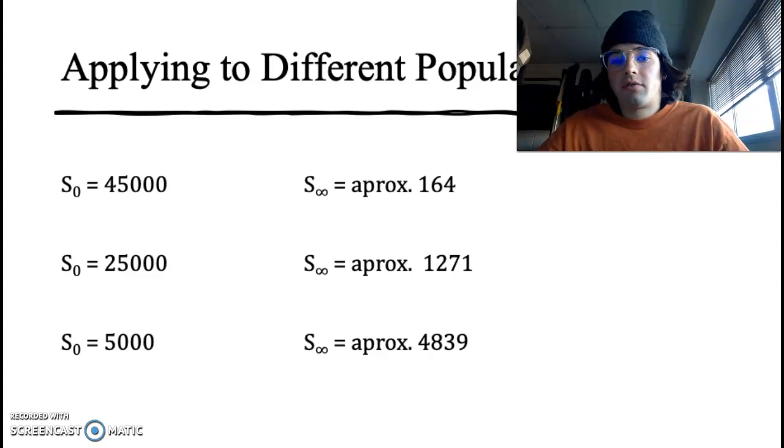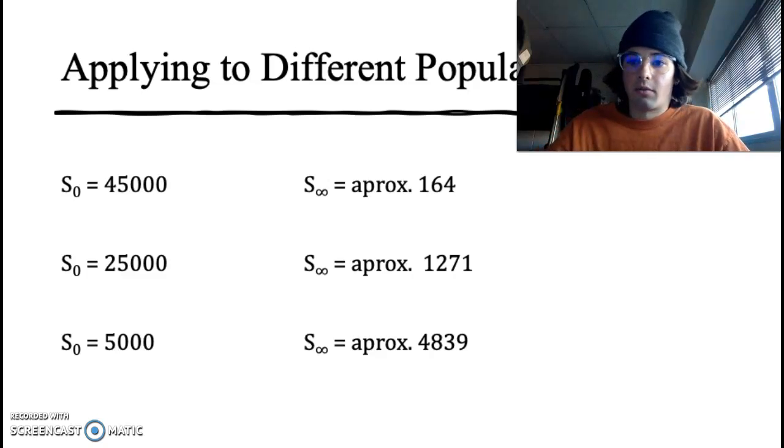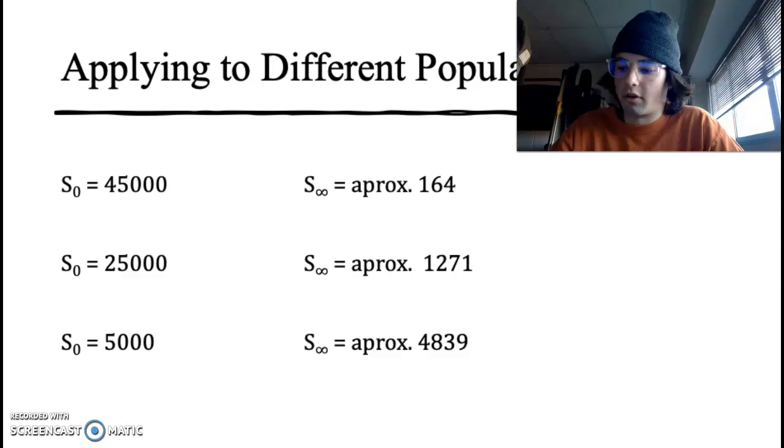Initial population of 25,000 will be approximately 1,271 persons not infected, and then S of 0 of 5,000 gives us approximately 4,839 persons that don't get infected. Interestingly enough, not many people get infected with smaller population sizes, which I thought was super interesting.